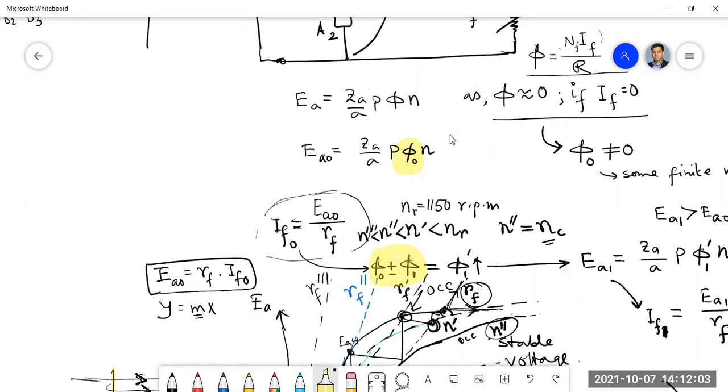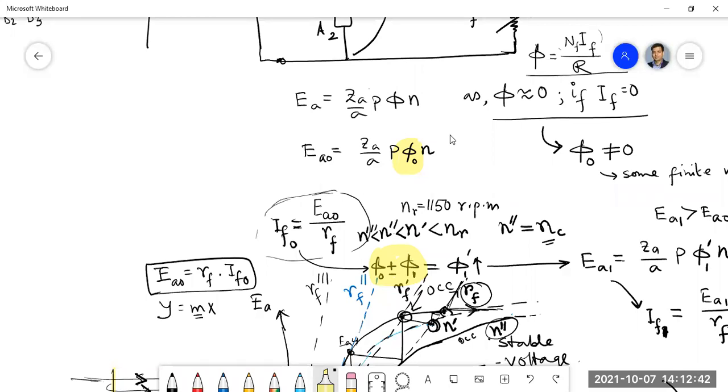And another condition, the fourth one. The flux should be additive in nature. Now, how do you ensure that? The field connection must be proper, so that the flux produced by the field current can be additive with the residual flux. So these are the four conditions that must be fulfilled to get any voltage build up in a DC shunt generator. Okay?